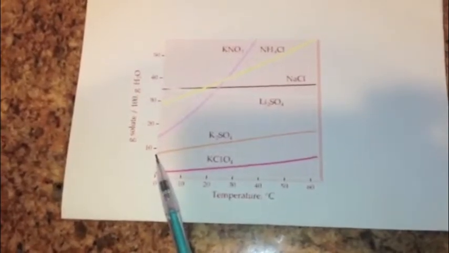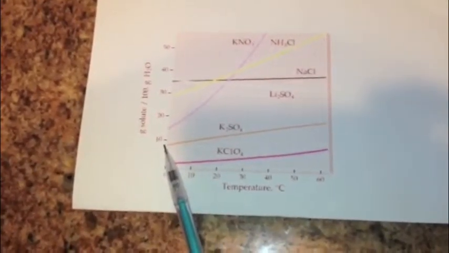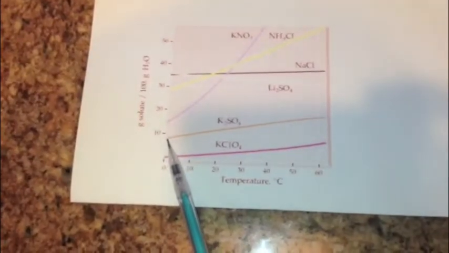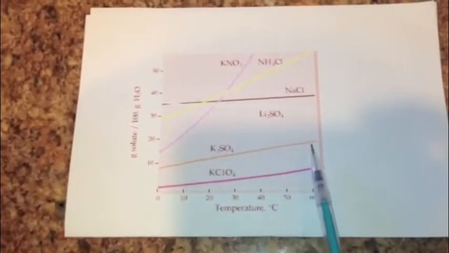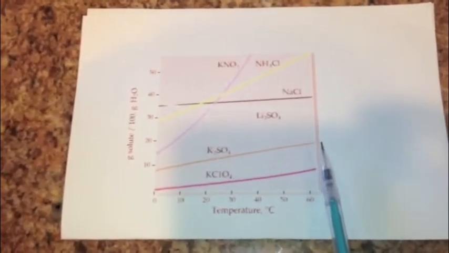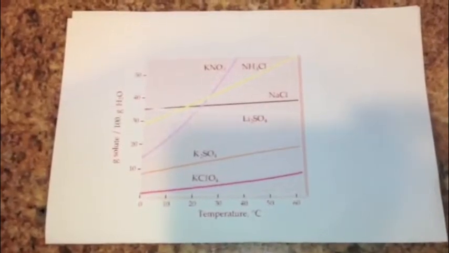Look at the trend of the line, and determine whether the solubility increases or decreases with temperature. In K2SO4, the solubility increases as temperature increases. Note that depending on if it's a liquid, a solid, or a gas, the solubility will increase or decrease.